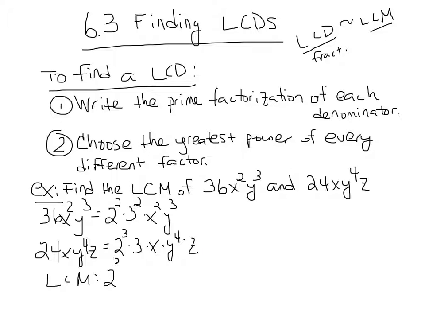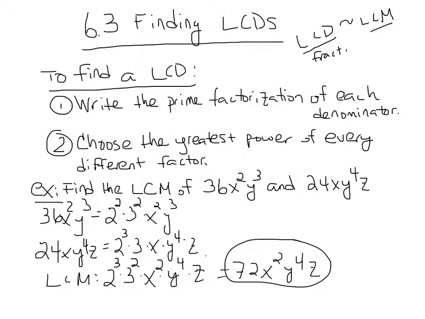So for the 2's, we'll choose 2 to the third. For the 3's, we'll choose 3 to the second. For the x's, we'll choose x to the second. For the y's, we'll choose y to the fourth. And for the z's, we'll just choose z, or if you like, z to the first. So the least common multiple of the two expressions that are given, 2 to the third is 8, 3 squared, so 72 x squared y to the fourth z.